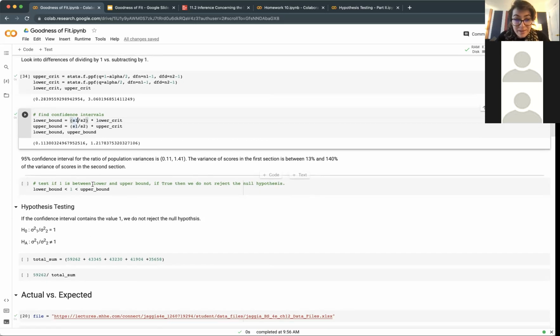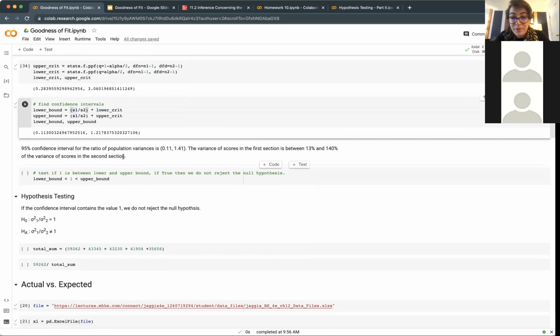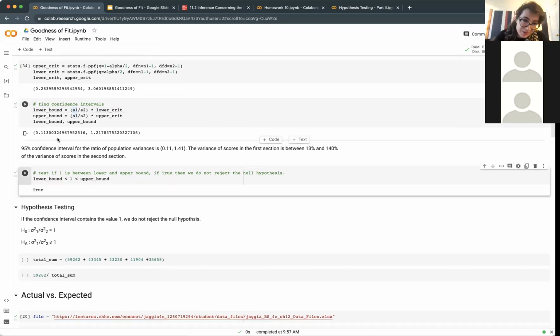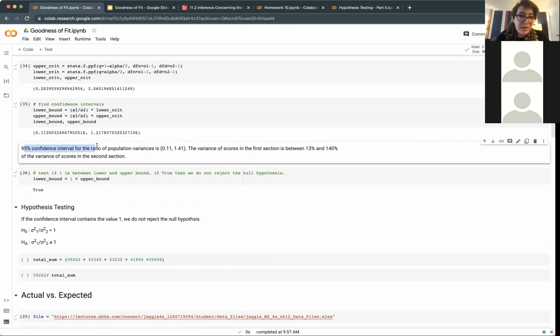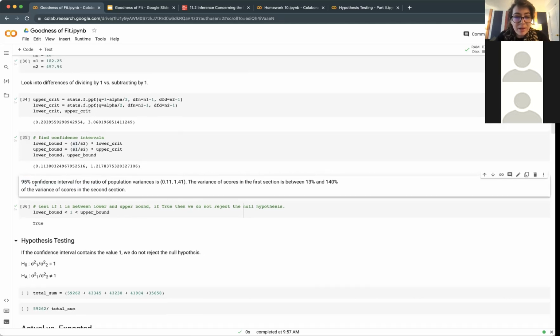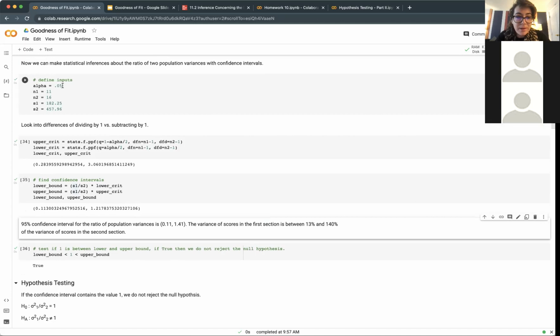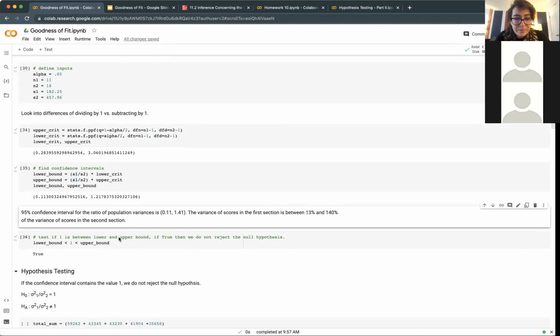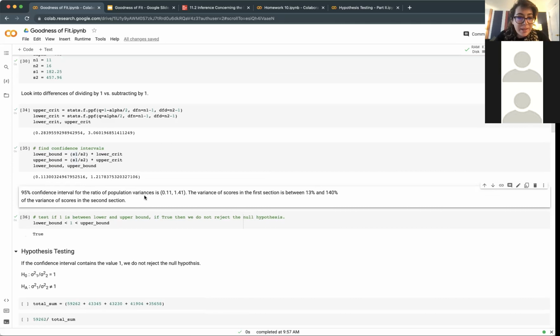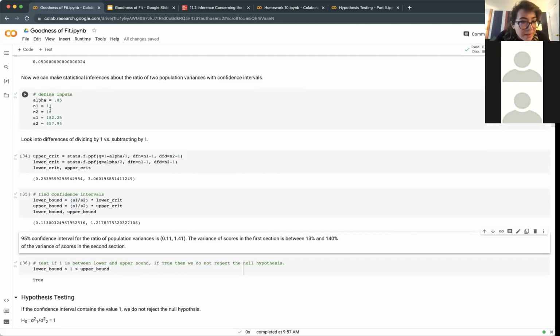If 1 is between the lower and upper bound, then we do not reject the null hypothesis. But if it is not, then we would have evidence to reject it. Let me talk through this a little bit more. Let's say we were doing this 95% confidence interval for the ratio of population variances, because that's what our value of alpha was, everything outside of that, and we see the variance differing between these two groups.